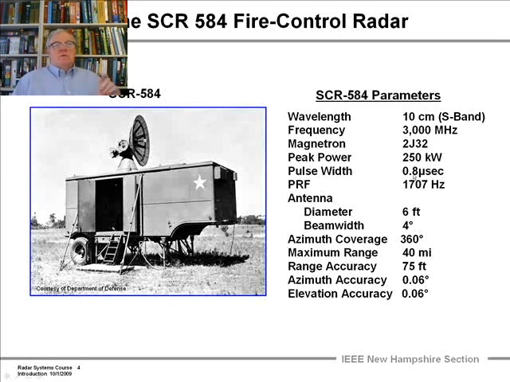It would send a pulse out that was a little less than a microsecond in length, and it would send out a burst of pulses, a little less than 2,000 in a second. This antenna is a little less than 6 feet in diameter, and it had a 4-degree beam width. And its azimuth coverage was 360 degrees because this antenna could rotate in azimuth and in elevation. It had a maximum detection range on an aircraft of about 40 miles and a range accuracy of 75 feet and a remarkable angular accuracy of 6/100ths of a degree.